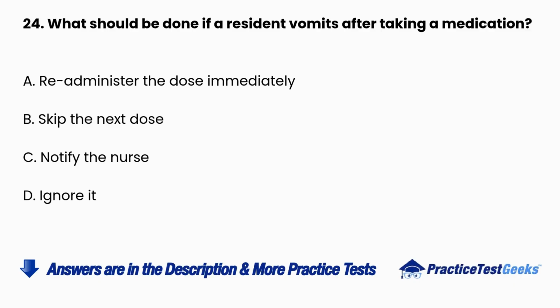24. What should be done if a resident vomits after taking a medication? A. Re-administer the dose immediately. B. Skip the next dose. C. Notify the nurse. D. Ignore it.